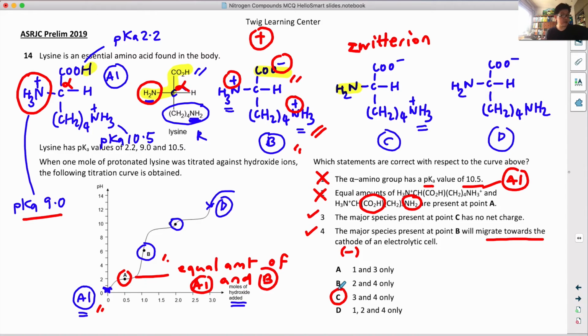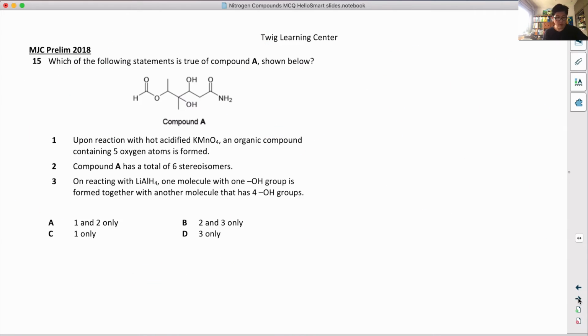Lysine questions are kind of popular. Let's look at the next question. Compound A. Which of the following statements is true? Upon reaction with hot acid, an organic compound containing 5 oxygen atoms is formed. Let's see, is that possible?